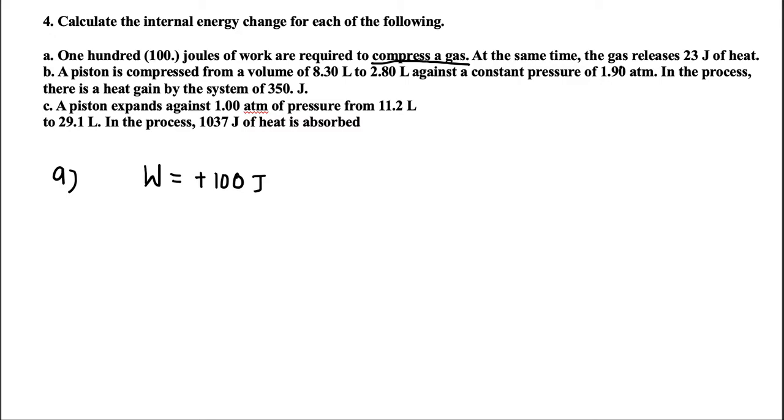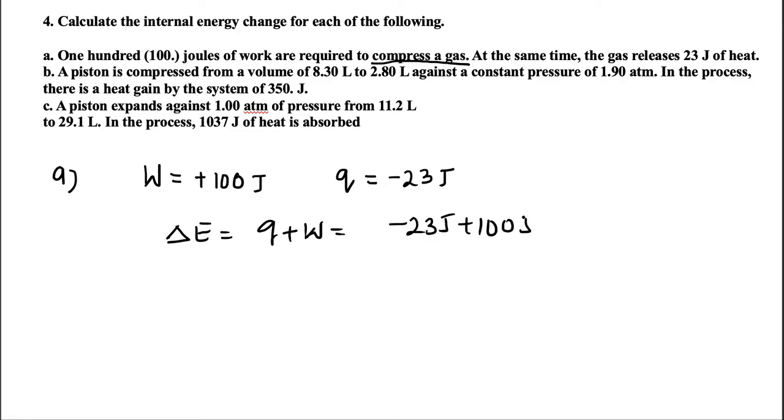At the same time, the gas releases 23 joules of heat. It is giving away energy. Therefore heat is a negative term here. Therefore what is the formula? Delta E equal to Q plus W. That is equal to negative 23 joules plus 100 joules. So the answer is positive 77 joules.